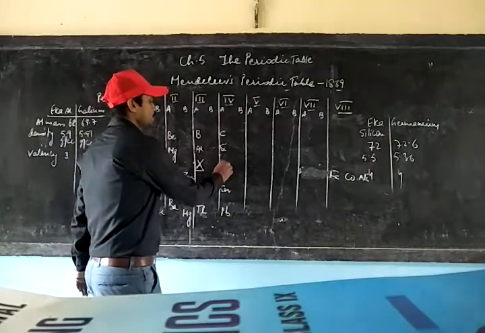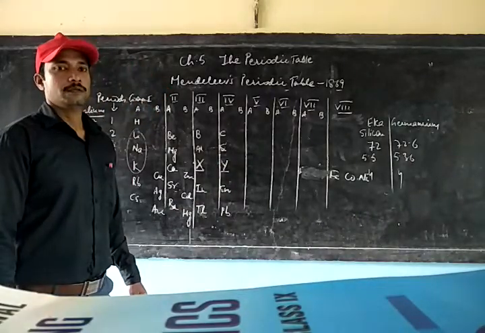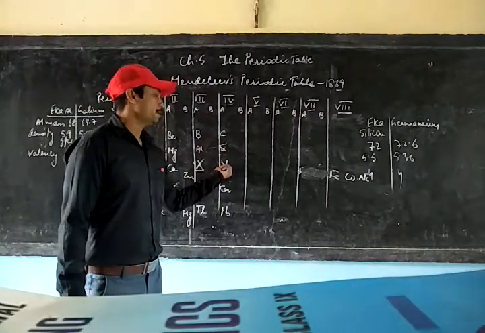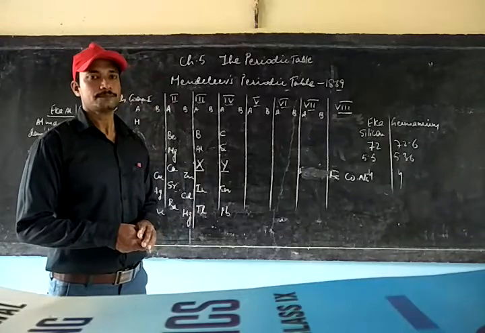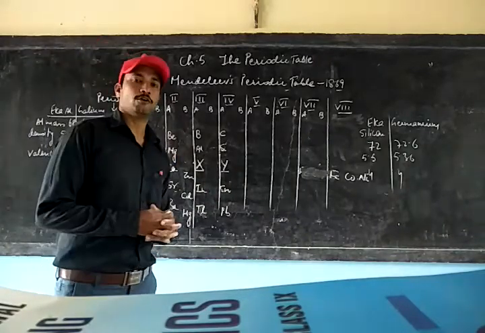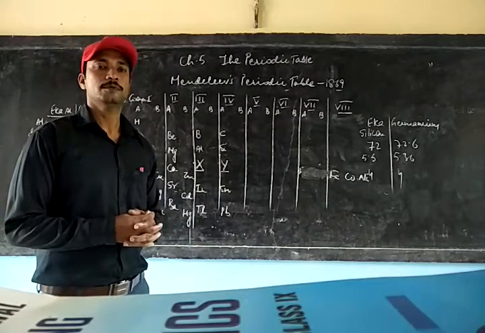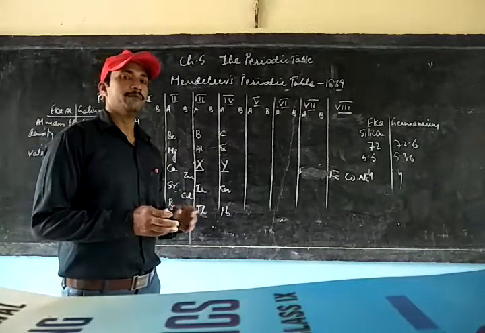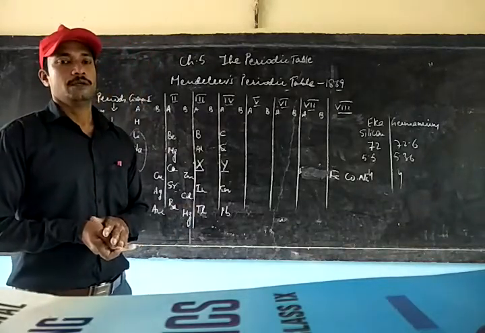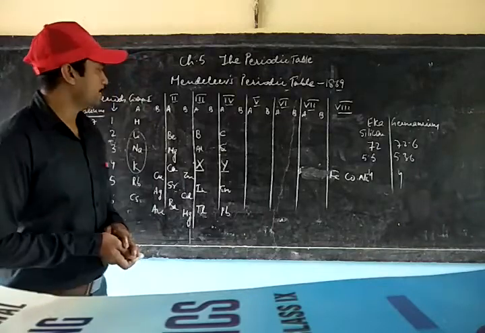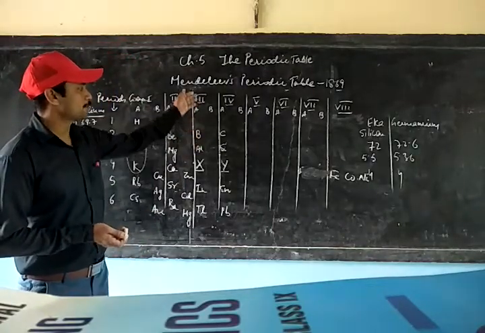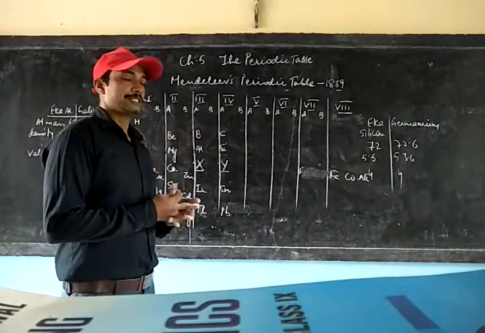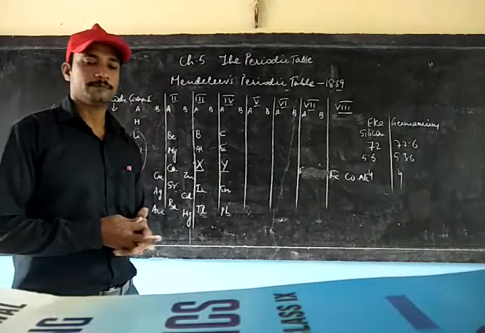Similarly, if Y is discovered in future with properties similar to carbon and silicon, it could well fit into this space. So you will find some spaces left under a group because at that time these elements were not discovered, and thinking that they will be discovered in future, if the properties match with the elements of the same group, then it can well be fit into that space. So this is the reason why gaps were left.